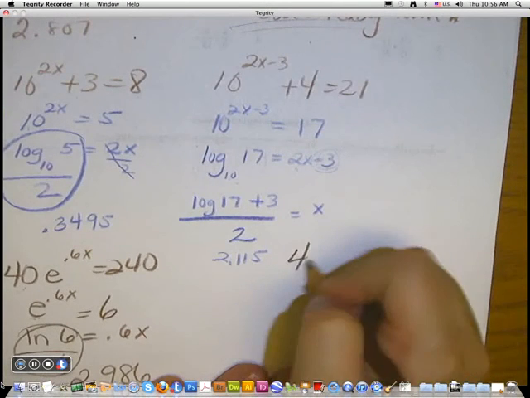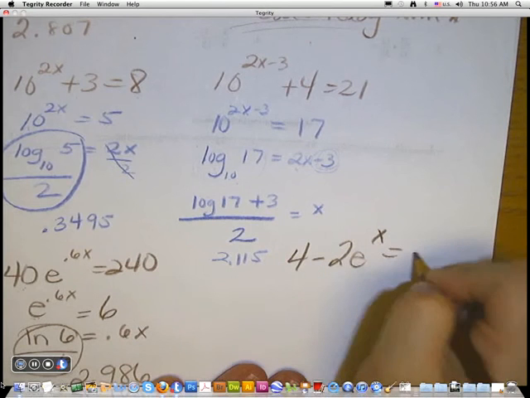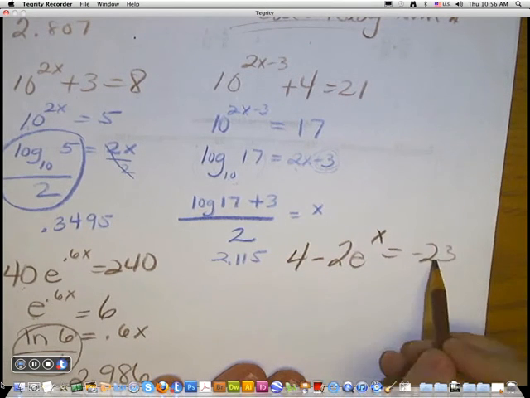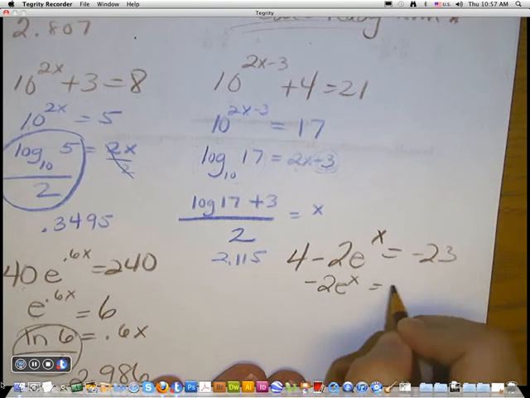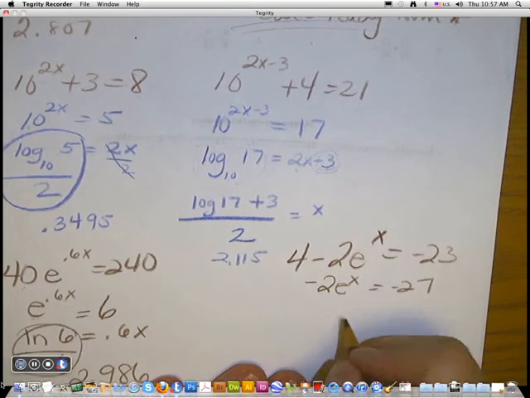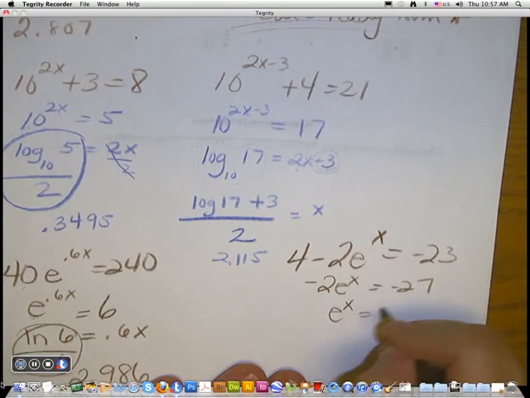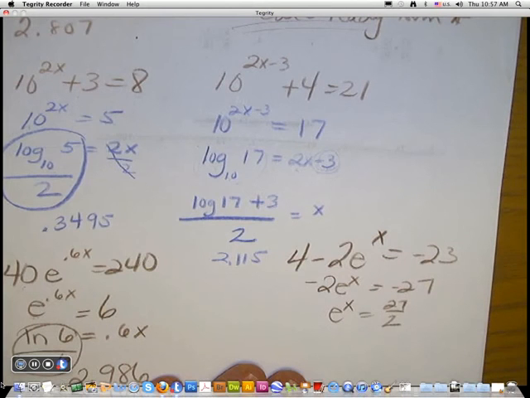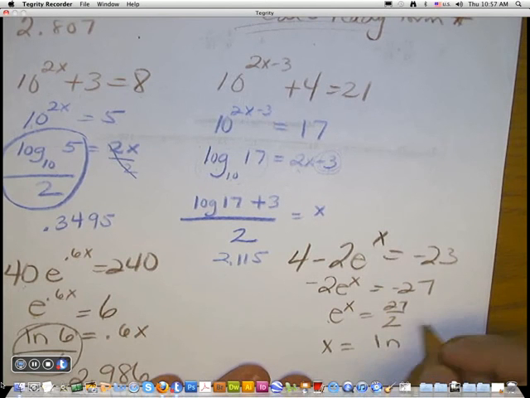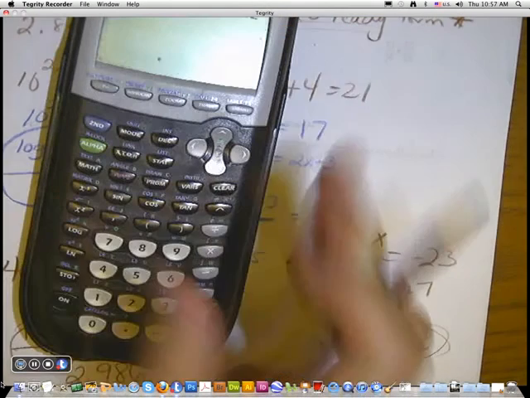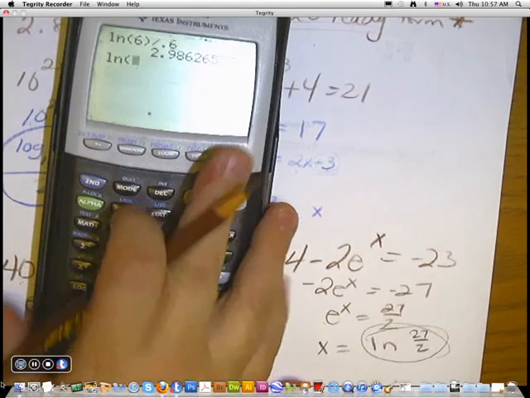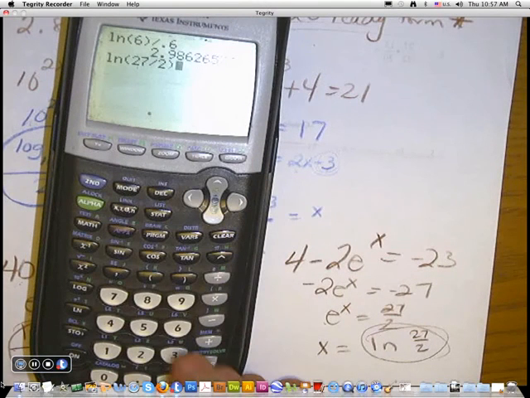All right, one more. 4 minus 2e to the x. First of all, we're going to subtract the 4, so negative 2e to the x is negative 27. Then we're going to divide by the negative 2, so we're going to get 27 halves. When I change it to log form, I get x is the natural log of 27 halves. I can leave it just like that. I don't need to expand it out. I can just type in the natural log of 27 halves.